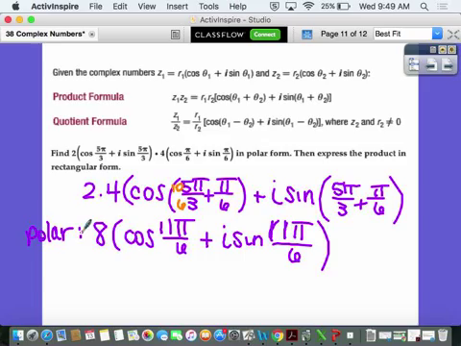Remember, polar form has the sines and the cosines with it. What would it look like if we had r? Well, the r1 and r2 are right here. This is the r1 and this is the r2, because those are the two complex numbers being multiplied. And this is the theta 1, theta 2.